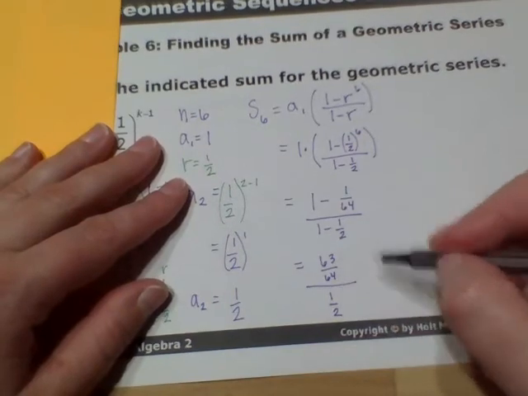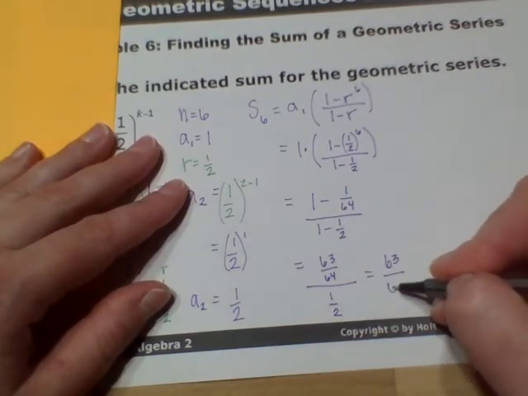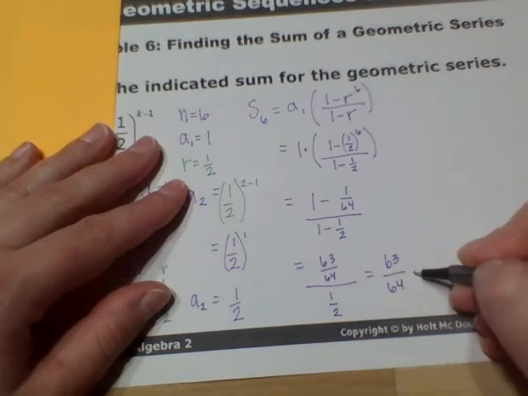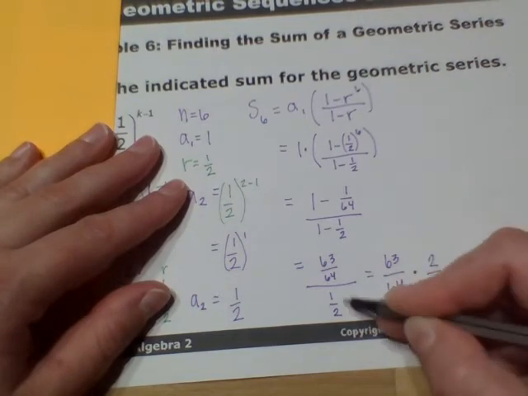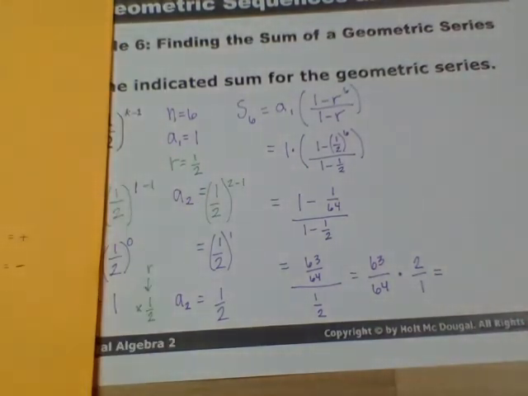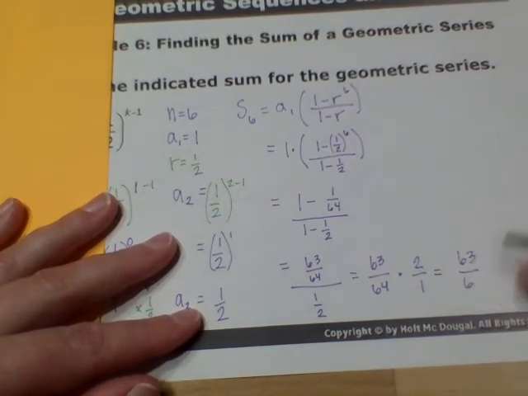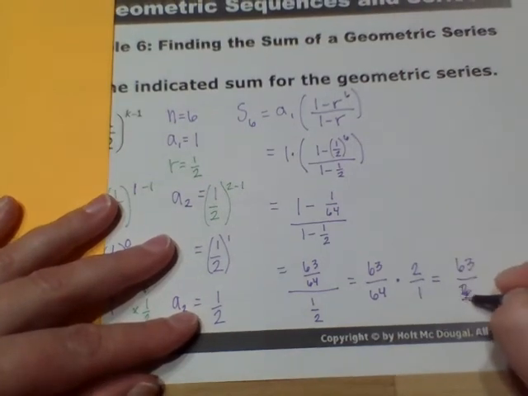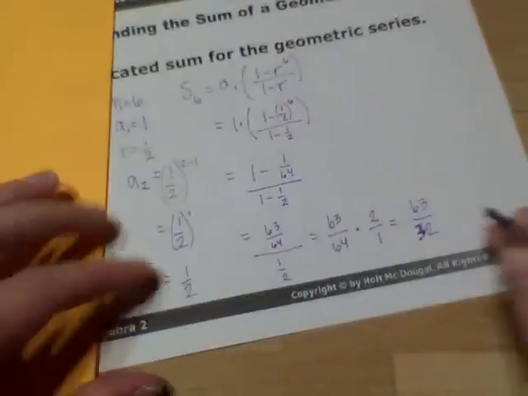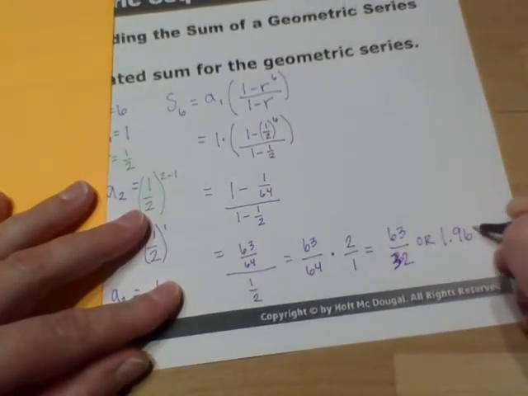You can use your calculator to divide this, but remember that when you're dividing fractions, you're just multiplying by the reciprocal. So 63/64 times 2 over 1, the flip of this, leaves us with 63 divided by 32, which I don't think does much. Nope. So 63 over 32. Which we could also say is 1.96875.